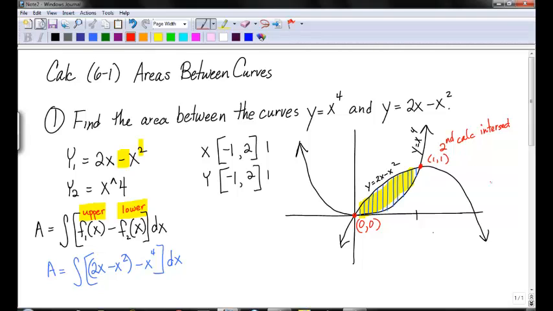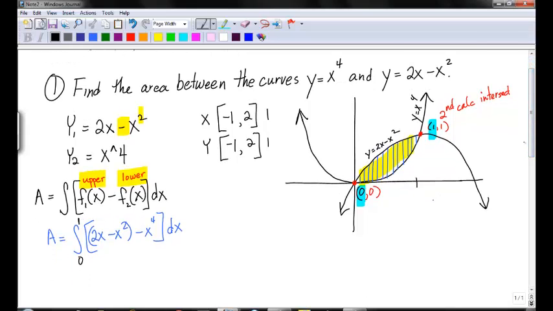When you integrate with respect to x, like I just said, you're going to use the x values. Highlight this one and highlight this one. So the ordered pairs over here that you're going to use are from 0 to 1. You're finding the area from this x value to this x value. With me so far?